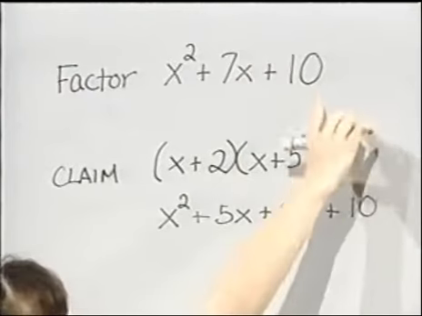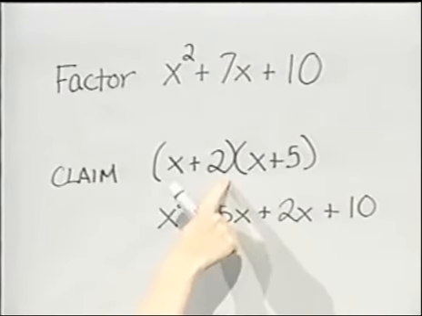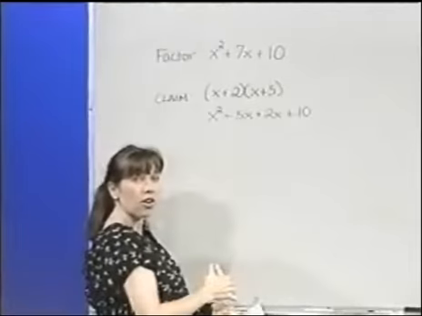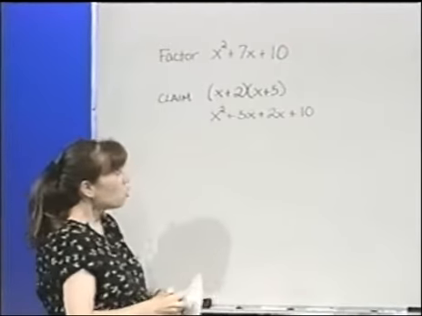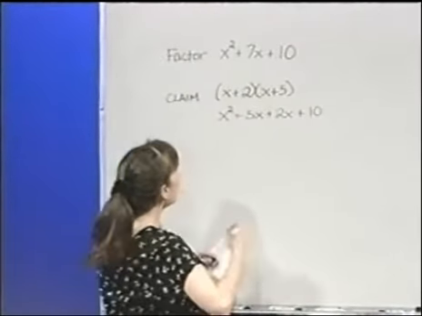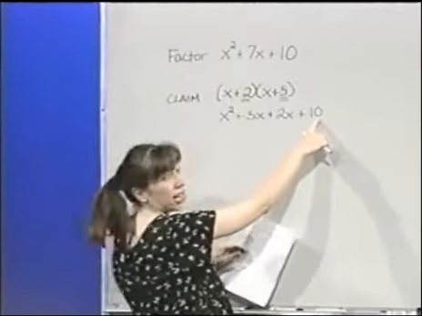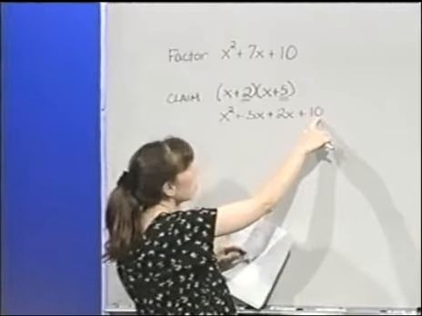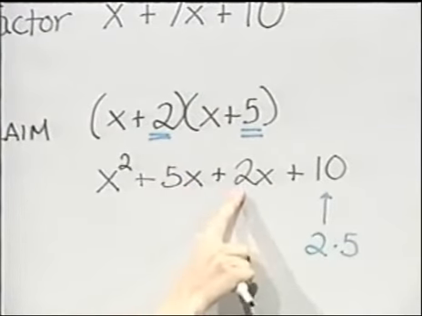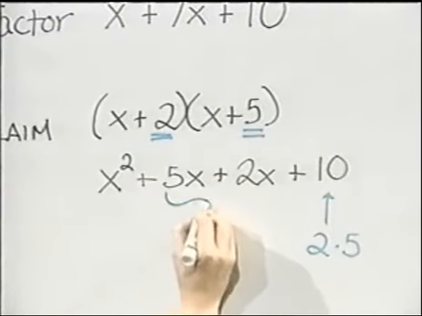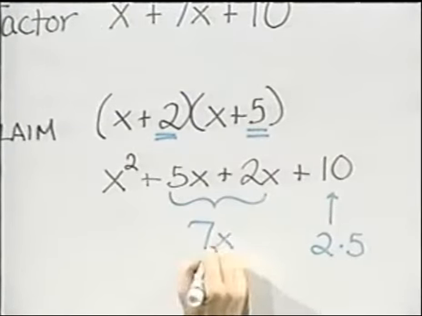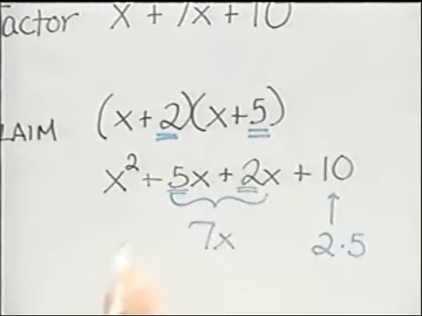Now, how can you go from here to here? I just told you that this was the factorization. Well, let's look. 2 and 5 are the key numbers. Why are they the key numbers? Because 2 times 5 gives us the last number, 10. These two numbers, when multiplied together, have to give you the last number. When added together, they give you the middle term, 7x.